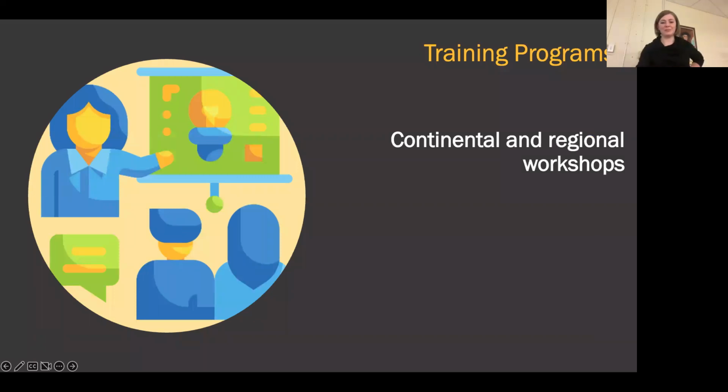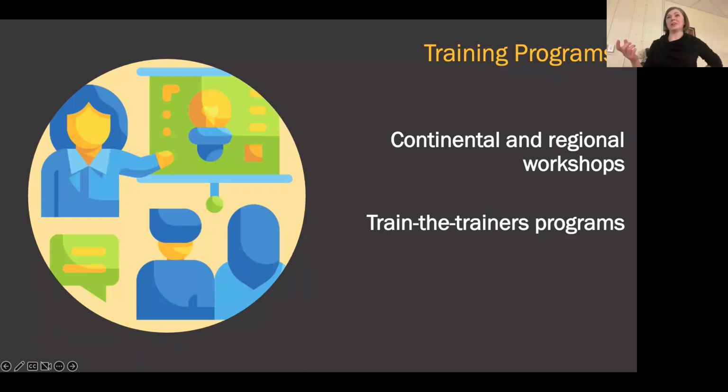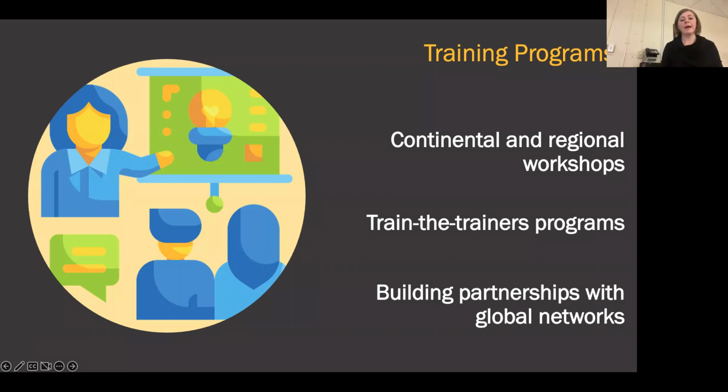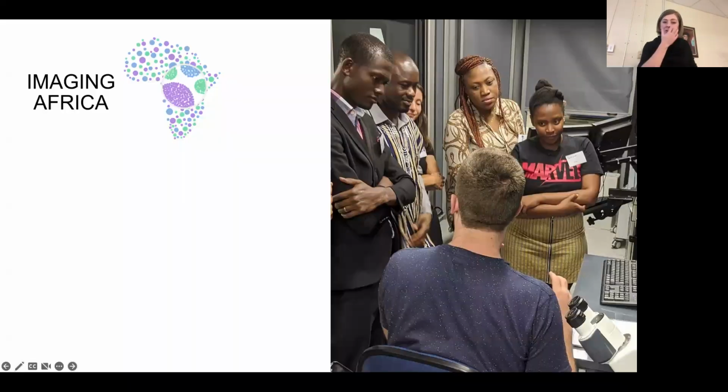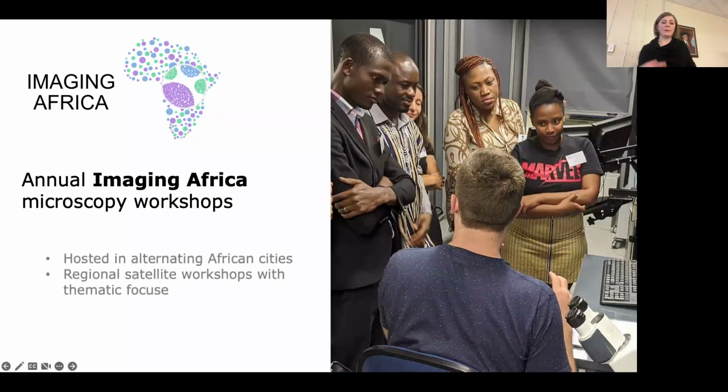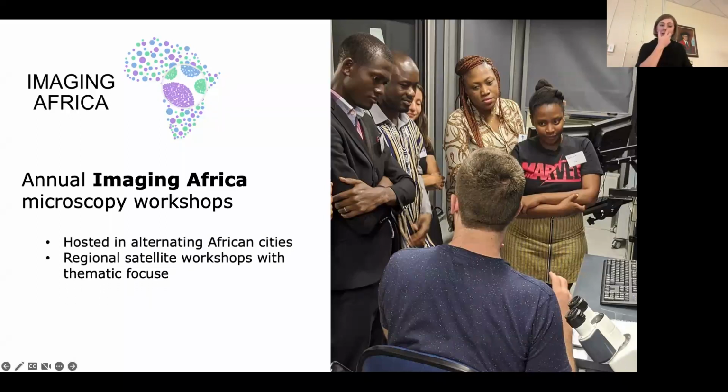These are continental and regional workshops, as well as a train the trainer program. So this will work very complementary to the Africa Bioimaging Consortium, or ABIC. And the idea behind this is, aside from building capacity, it's also building partnerships with the global network. So you've already heard about one of them. That's the Imaging Africa program that we have already run twice now in Cape Town.